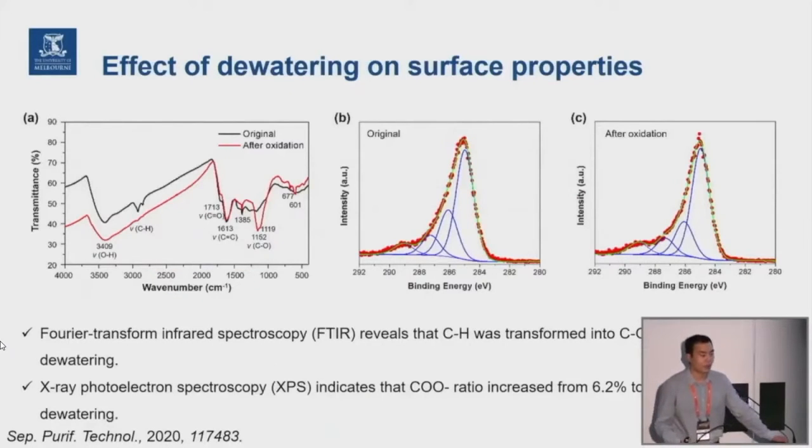So after we got the performance data, we would like to look at the mechanism underlying the performance. We firstly did some surface chemistry characterization. Basically, the FTIR analysis reveals that the carbon-hydrogen bond was transformed into a carbon-oxygen bond during the lignite dewatering. And the XPS data indicates that the carboxylic ratio increased from 6.2% to 7.5%. This suggests that the oxygen-containing functional group actually plays a very important role in the ammonia absorption process.